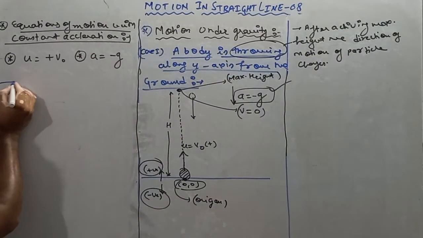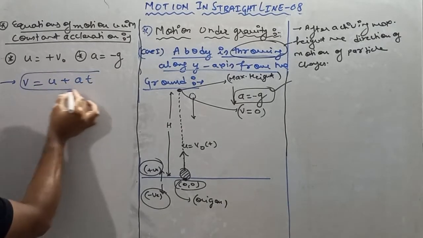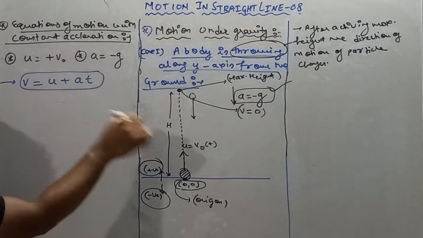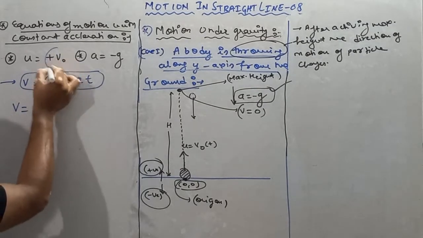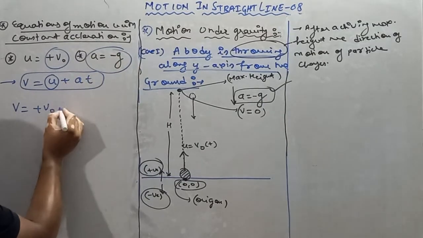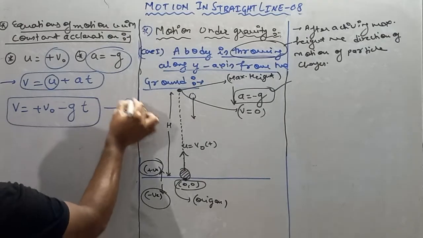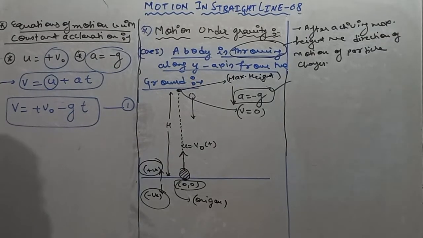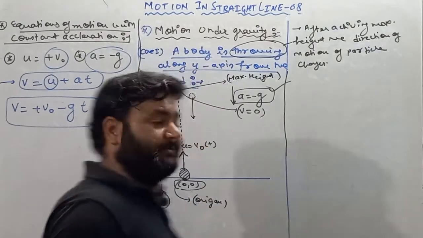See, we know that our first equation is nothing but v is equal to u plus at. So in this situation we'll write v is equal to initial velocity, plus v naught, acceleration is minus g, so minus g into t. This is your first equation of motion when the body is thrown along the y-axis from the ground.